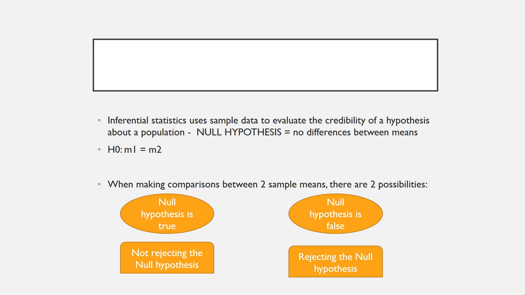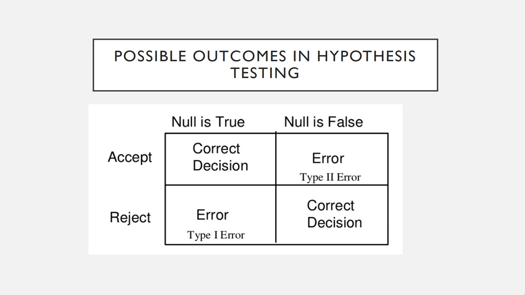Let's say there is one population, sample A and sample B, and within these two samples there are no differences, right? It is equal. Maybe the average numbers are equal. That is what we mean by no difference between means.